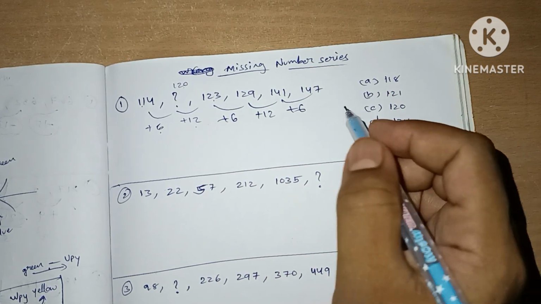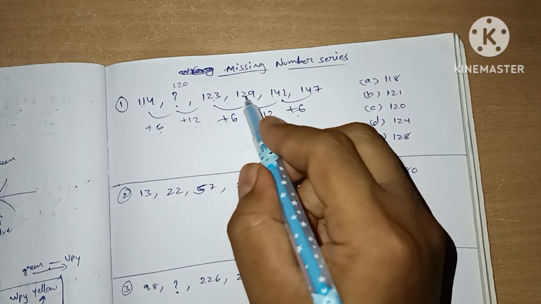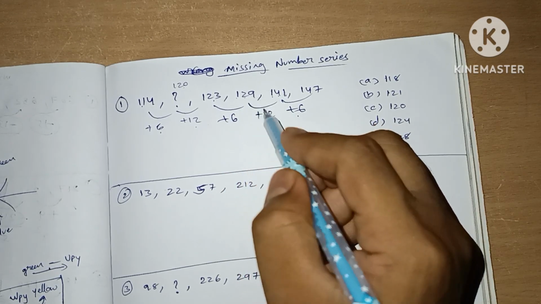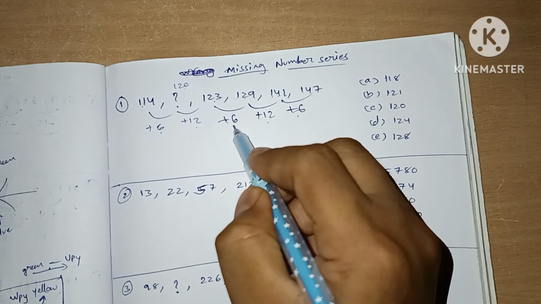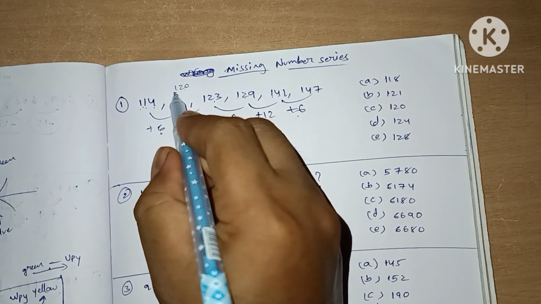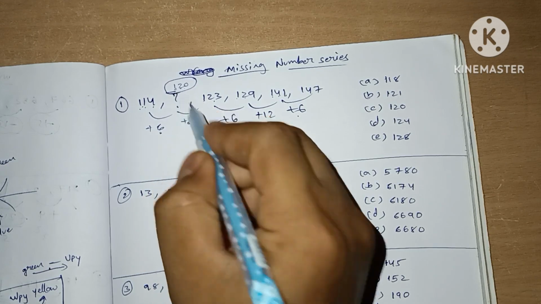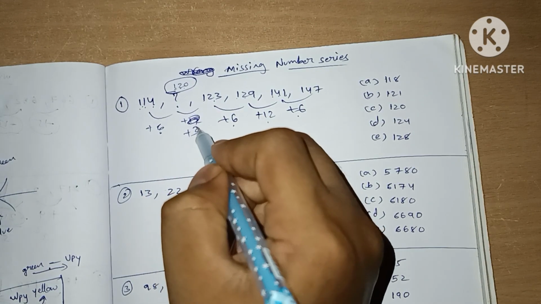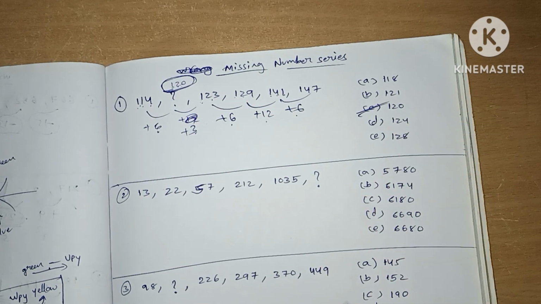Otherwise, 4 plus 1 plus 1, which will be 6, 1 plus 2 plus 9, which will be 12, 1 plus 2 plus 3, which will be 6, so it must be 1 plus 1 plus 4, 6. We got a 120. 120 means 1 plus 2, which will be 3, so we get a 123, so our answer will be 120. Option C is our answer.